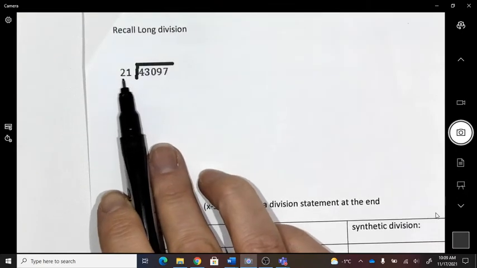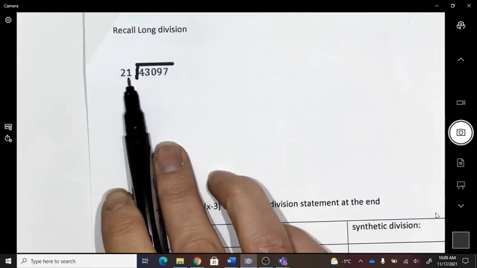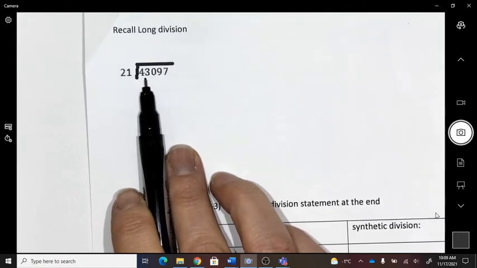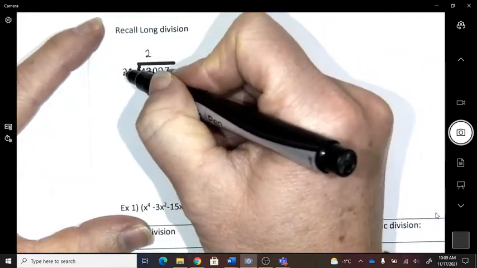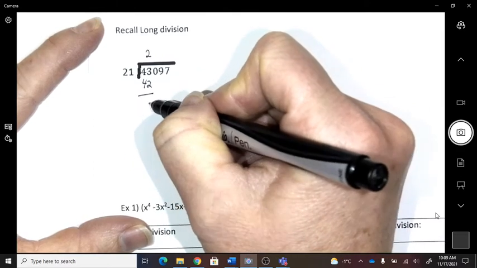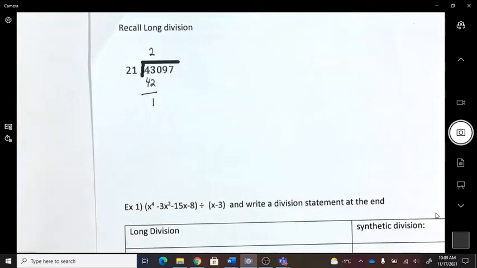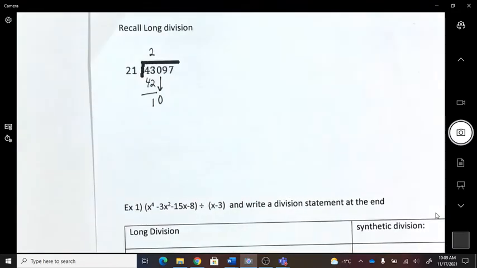How many times does 21 fit into 4? It doesn't. How many times does 21 fit into 43? Twice. So 2 times 21 makes 42, and then I subtract and get 1. Then I pull that down. Does this look familiar? What did you say, grade 5 is really the last time you would do this?